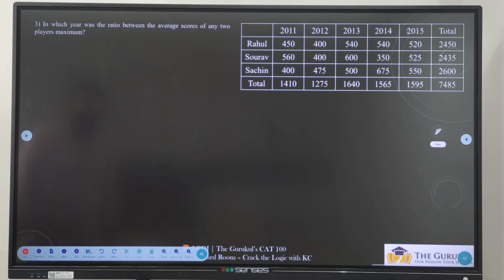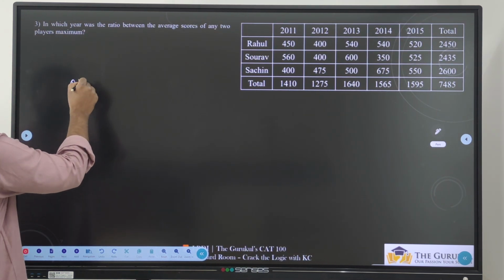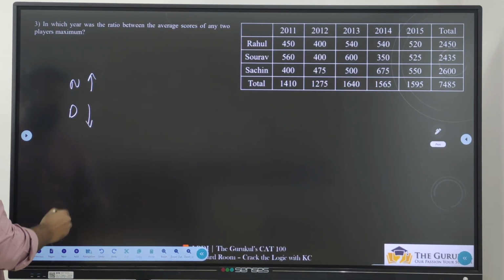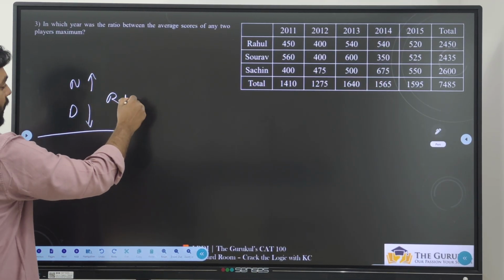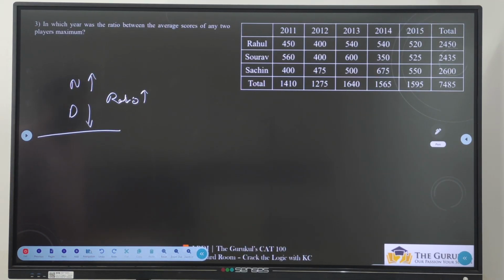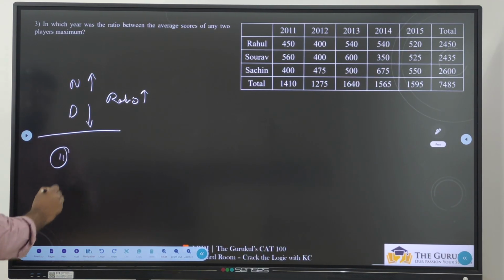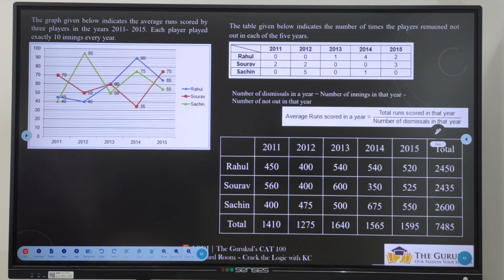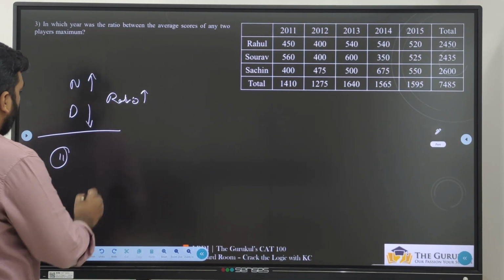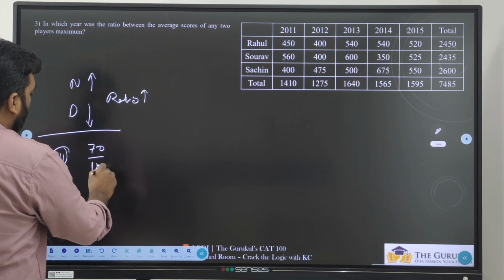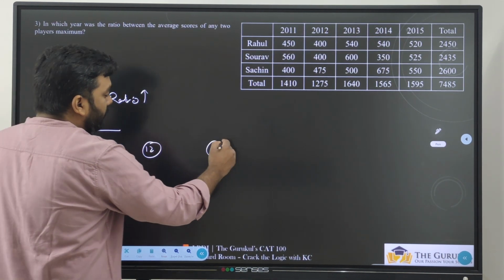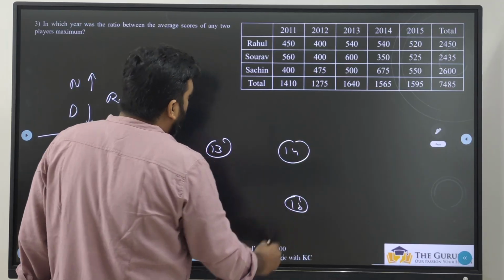Next, in which year was the ratio between the average scores of any 2 players is maximum? If I want the ratio to be maximum, numerator should be more, denominator should be less. Then only we'll get the ratio as maximum. In which year it is happening? Let us see in 2011 what is happening. They are talking about the ratio of the average scores. So we need to compare with the graph over here. So in 2011 it should be 70 by 40. In 2012, 2013, 14 and 15.